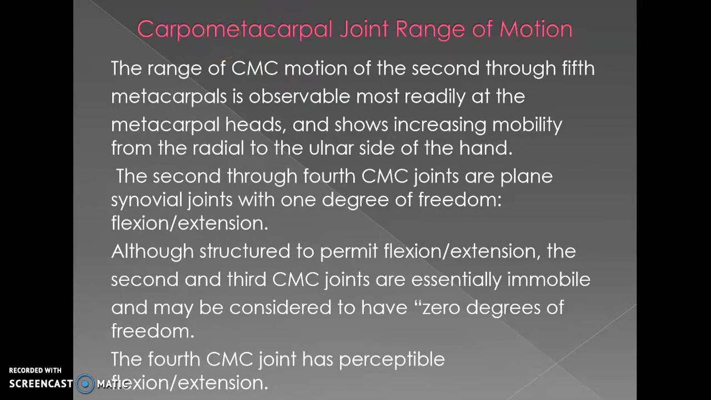So now we'll check the range of motion of the carpometacarpal joint. The range of motion of the carpometacarpal joint of the second through fifth metacarpals, because we are not discussing the thumb, it will be discussed later, is observable most readily at the metacarpal heads and shows increasing mobility from the radial to the ulnar side.